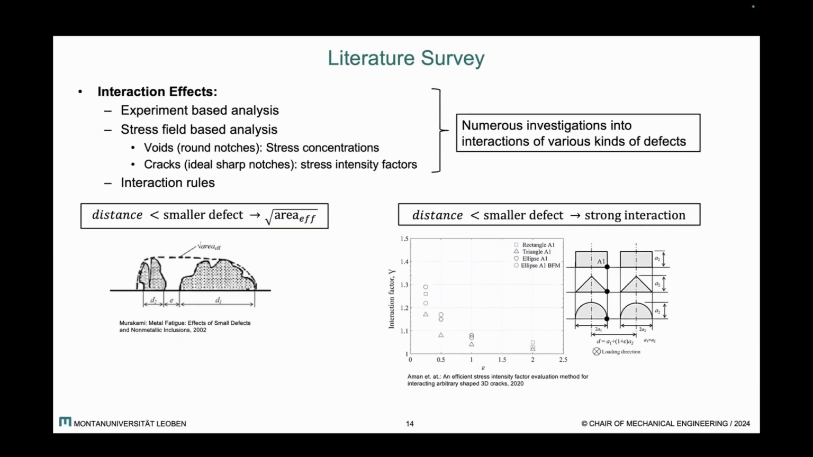I removed most of the slides on literature survey. Just to summarize, there have been numerous investigations, experimental based, stress field based on void-void interactions, crack-crack interactions, or crack and void interactions, and most of them in a more qualitative or quantitative way result in the interaction effect that when the distance between two cracks or two flaws is smaller than the smaller one, then you have to consider strong interaction effects.